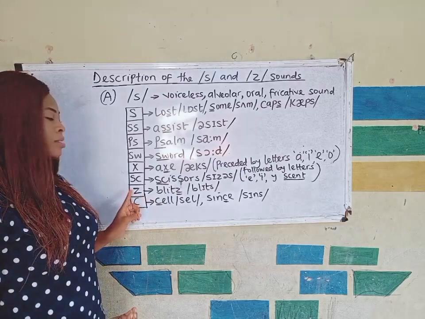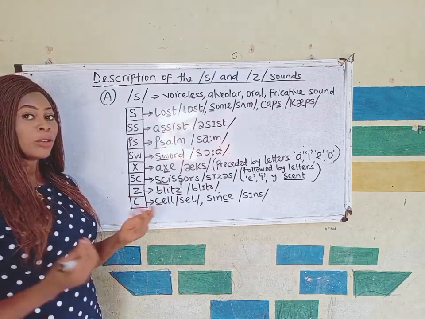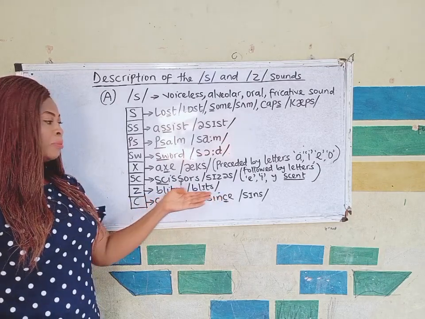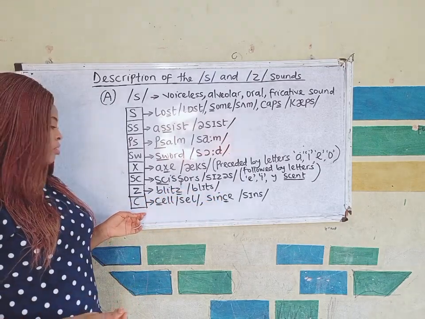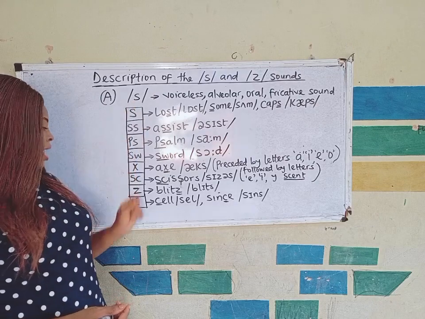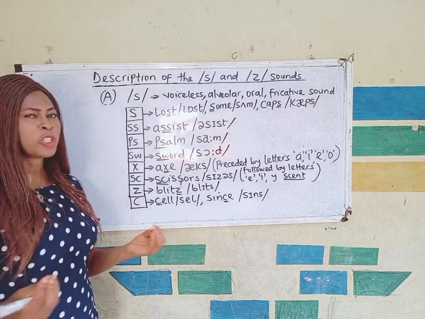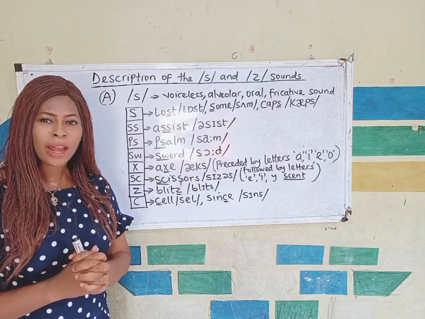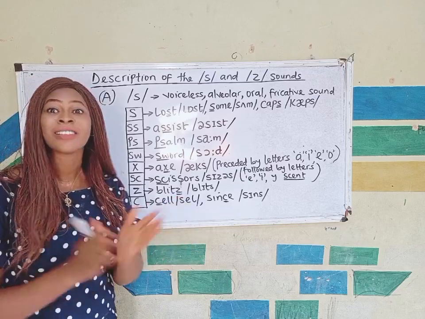Now let's look at the letter Z. We have it in the word blitz. Then we'll move on to the last letter here, where we articulate the letter C as S, which is usually produced as K, majorly at the beginning of a word, right? We produce letter C as K.